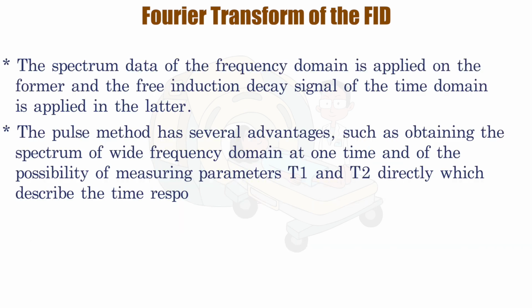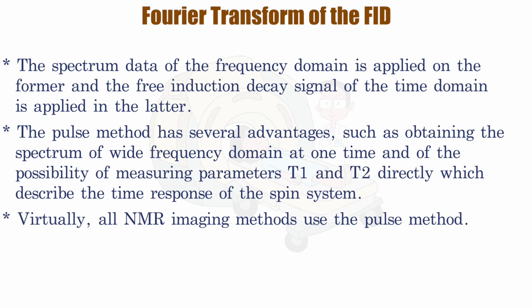The spectrum data of the frequency domain is applied in the former, and the free induction decay signal of the time domain is applied in the latter. The pulse method has several advantages, such as obtaining the spectrum of a wide frequency domain at one time, and the possibility of measuring parameters T1 and T2 directly, which describe the time response of the spin system.